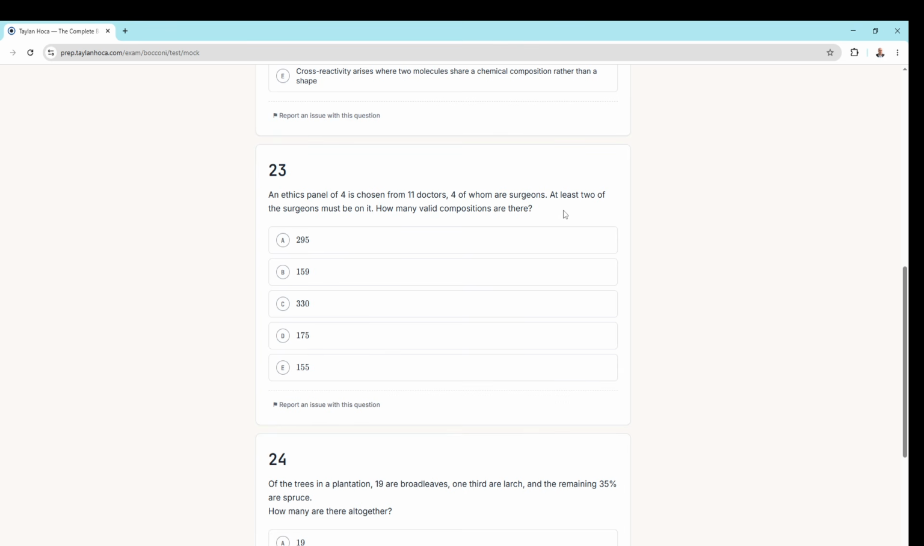Now 2 surgeons, 4 choose 2 combination times 7 choose 2 combination. So 4 choose 2 is 6, 7 choose 2 is 7 times 6 over 1 times 2, which is 21, and this is 126. So this is 154 and 155. All right.